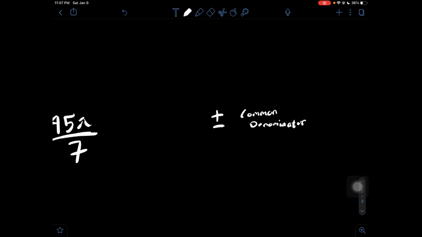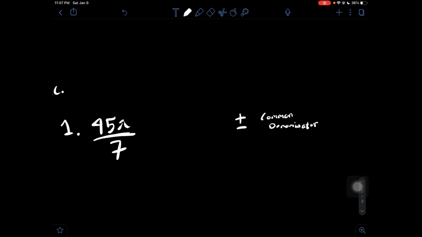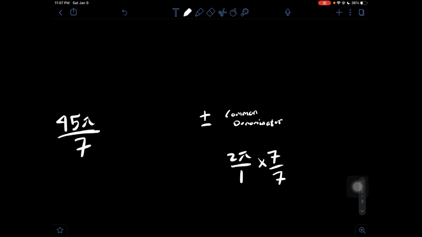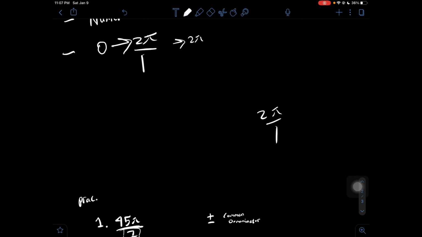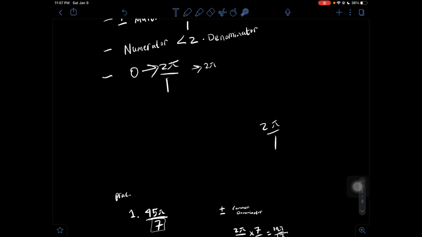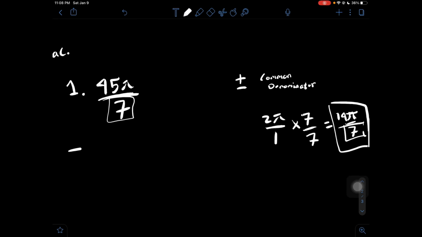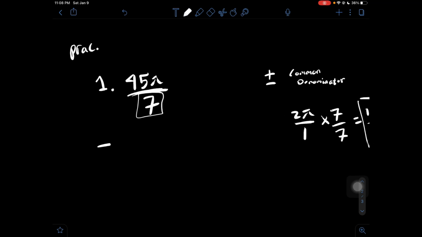So now that we know that we need a common denominator, we just need to get that done. And in order to do that, we just multiply by 7 over 7, giving us 14 pi over 7. You can now see that we have a common denominator of 7. And now, since we want to get it in between 0 and 2 pi, we need to subtract. And now we're going to minus 14 pi over 7.